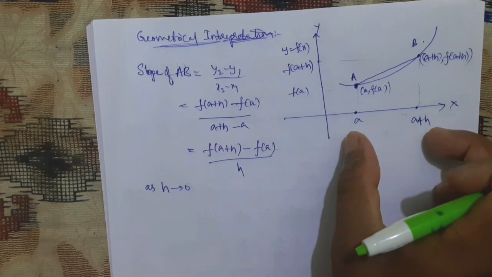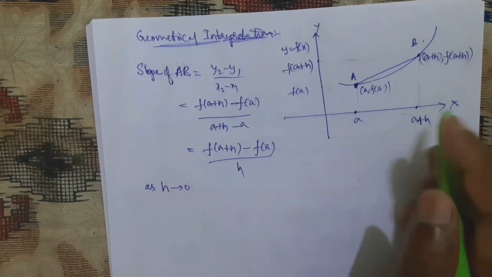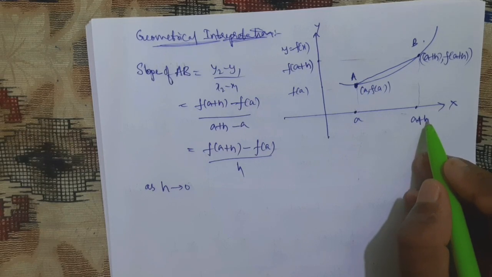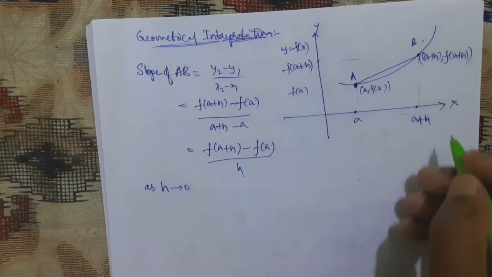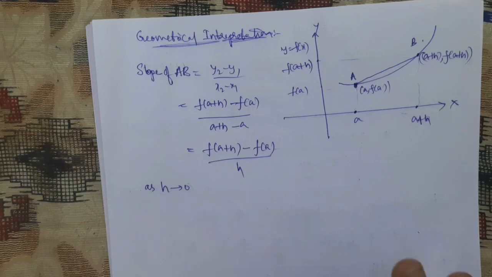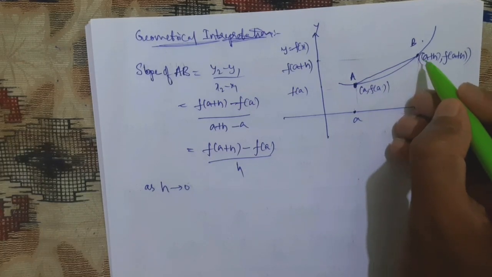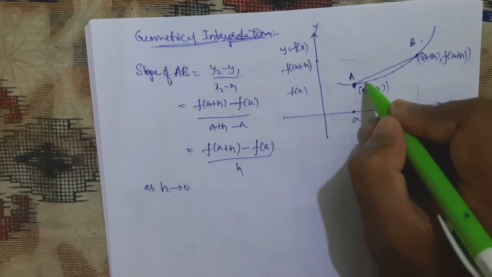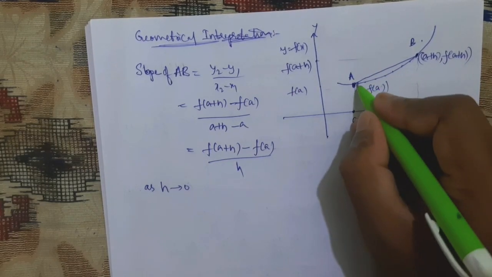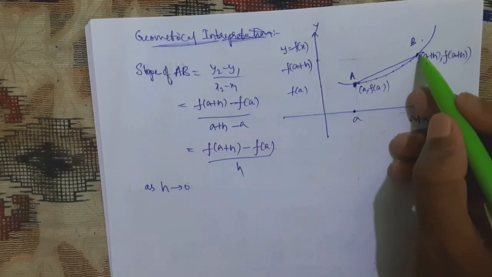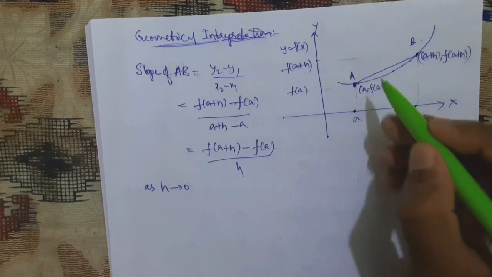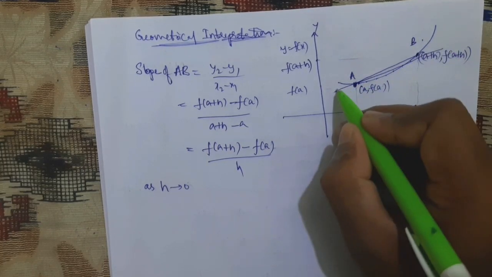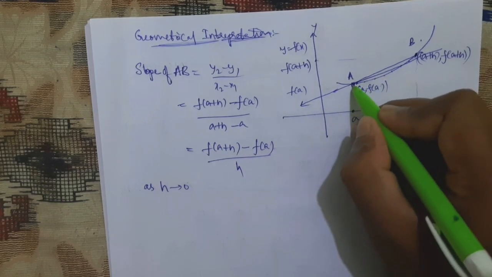As h is at some distance, it becomes a plus h. But as h tends to 0, not equal to 0, that point will come here and then here and then here, almost to this place. As h tends to 0, it will become almost 1 point. Then this will become a tangent.